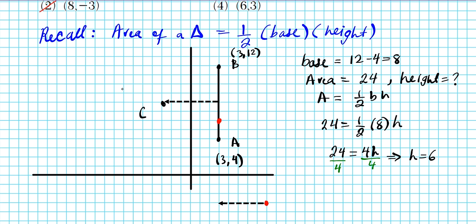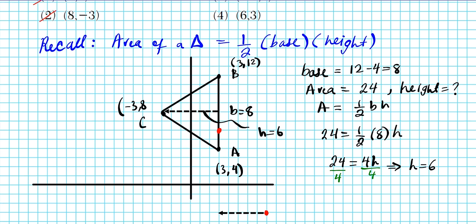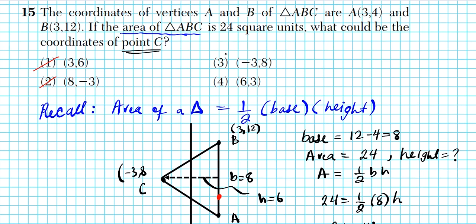This is point C. Why is this point C? Because if this is the third vertex of our triangle, it's going to create a scenario where the height is 6, and since the base is 8, the area is going to be 24, which is exactly what we're looking for. So the base is 8, and the height here is 6. The answer to question 15 is option number 3.